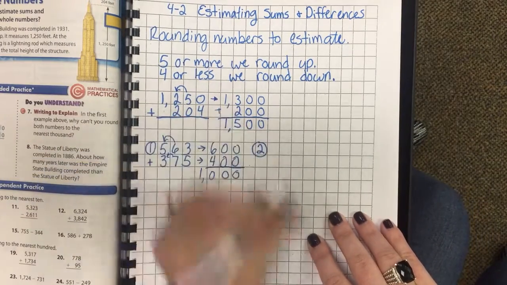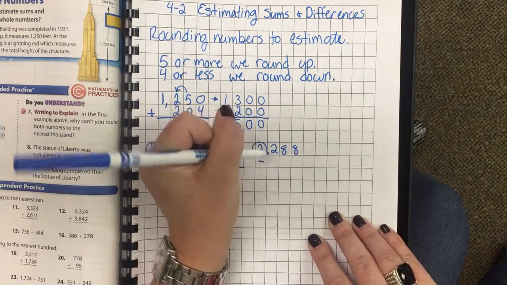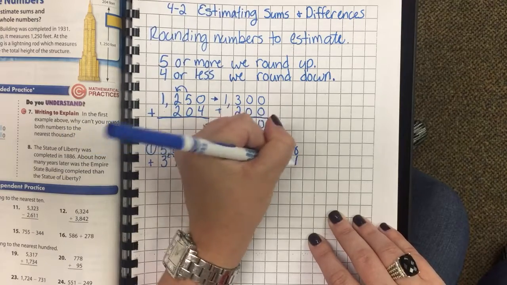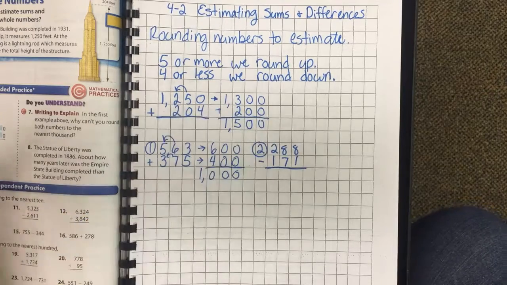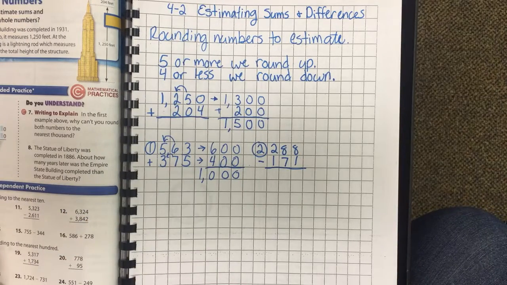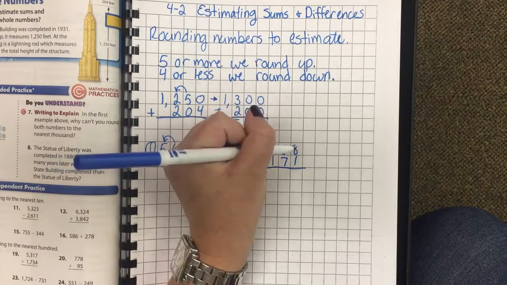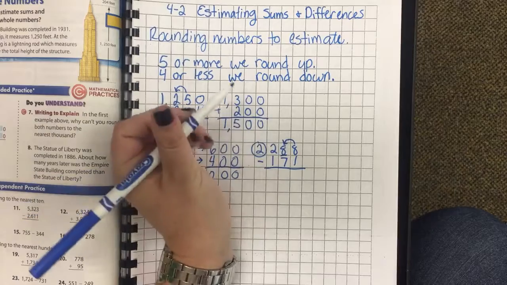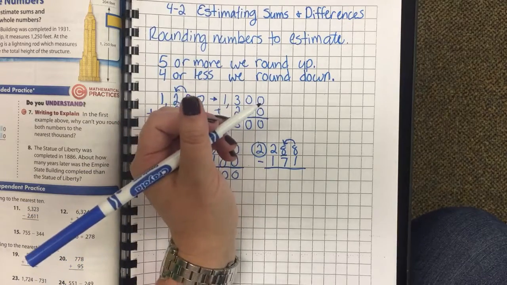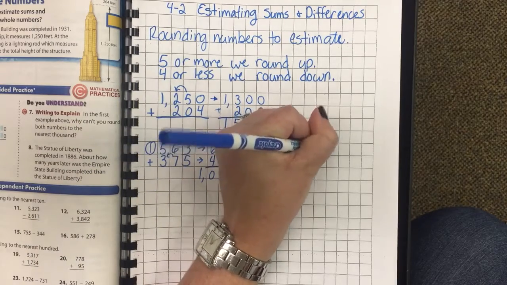Okay, number 2. 288 minus 171. Oh, no. So, how do you do it? In the book, it's showing that it wants me to round it to the nearest 10 this time and not to the nearest 100. Okay. So 288, I'm going to be changing this 8. So what is 8 going to do to this other 8? It's going to make it go up. So it's not 288, it is 290.